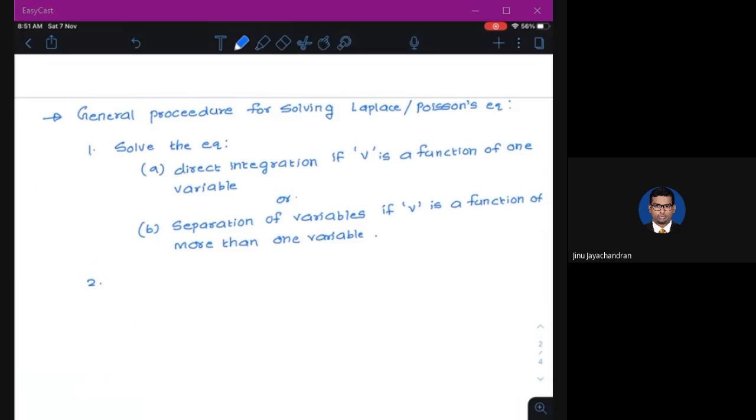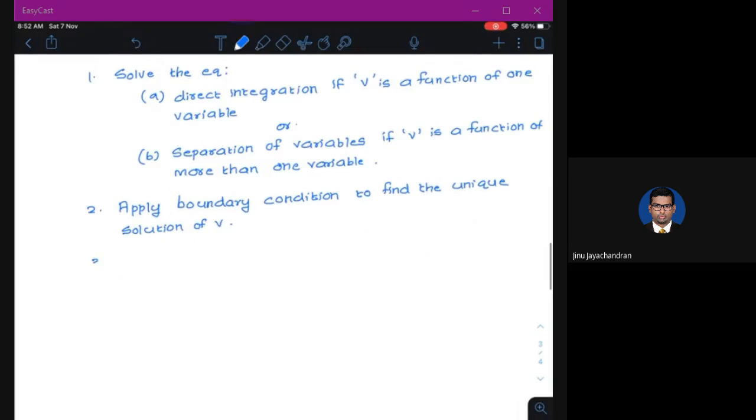Second step, you should apply the boundary conditions. For example, when you do integration, you will get a constant. Now, if you want to find the constant, you need to say that, okay, at V equal to 0, this is my value. At V equal to this much, this is my value. So that is called a boundary condition. So apply boundary conditions to find the unique solution of V. Now you got the potential. Now you can find E equal to minus del V, D equal to epsilon E. You can find both the electric field and electric flux density.